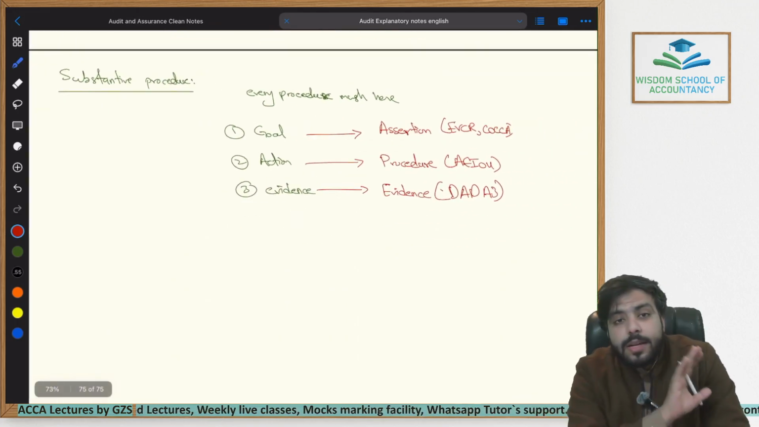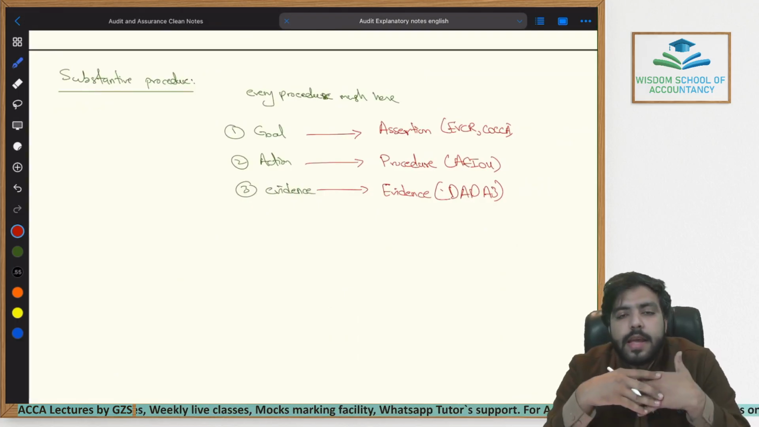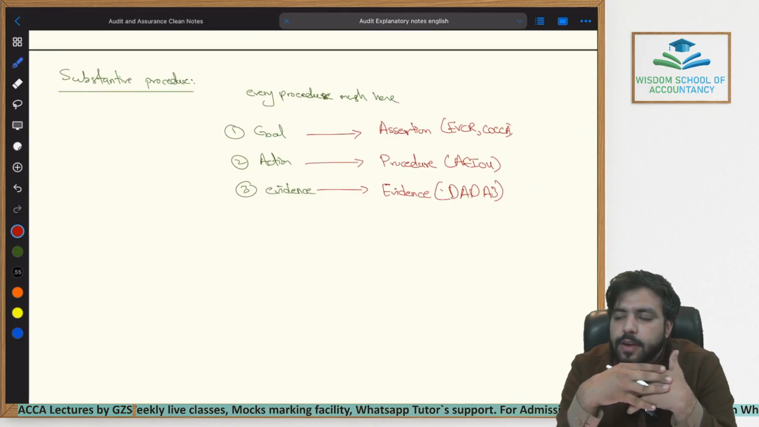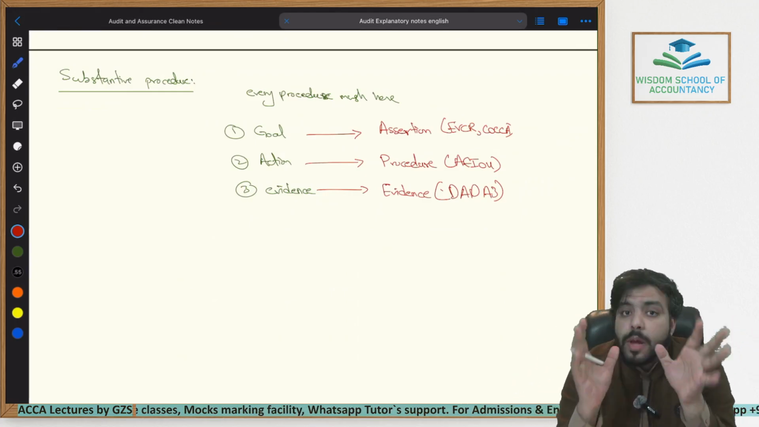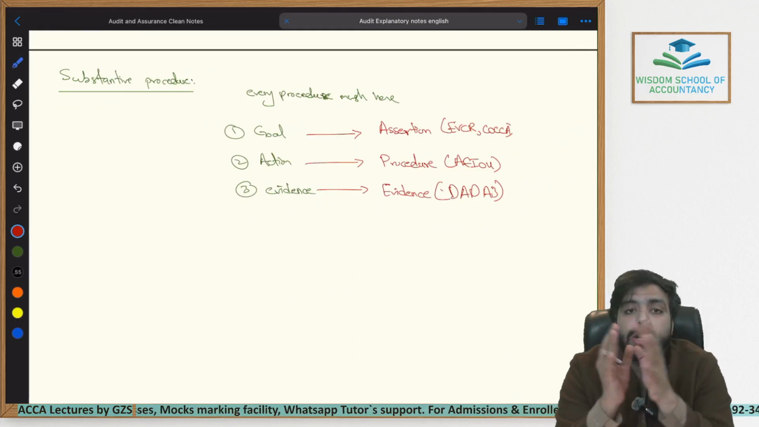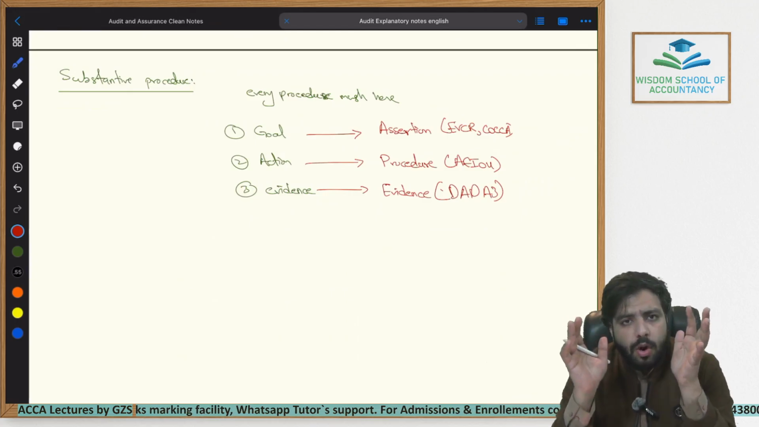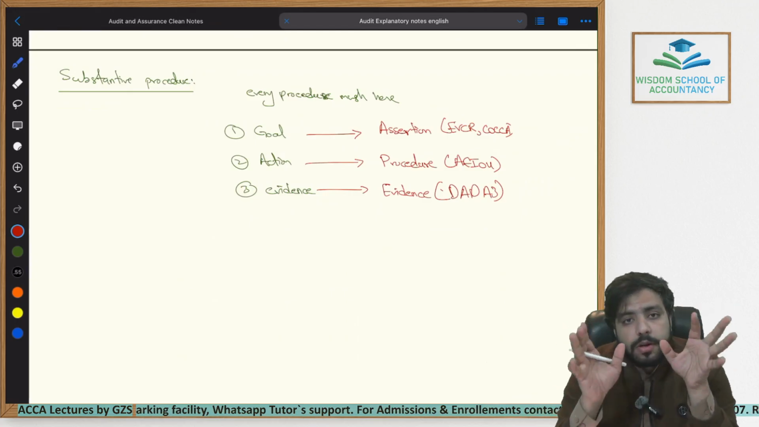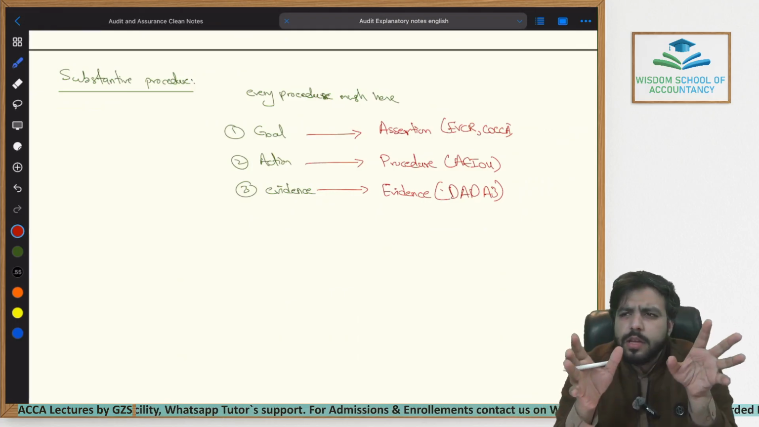You don't need to learn the procedures, by the way. Many of the students make this mistake. They learn the procedures and then they try to write down the same procedures within an exam. Although this is a good approach. I wouldn't say that this is not a good approach. This is a good approach if you are unable to understand the technical areas within audit. And if you don't want to be an auditor in your practical life as well, then you can simply learn the procedures and write them down within the exam.